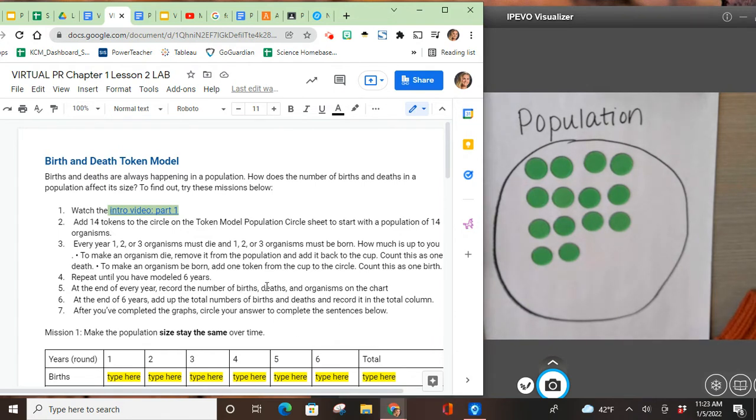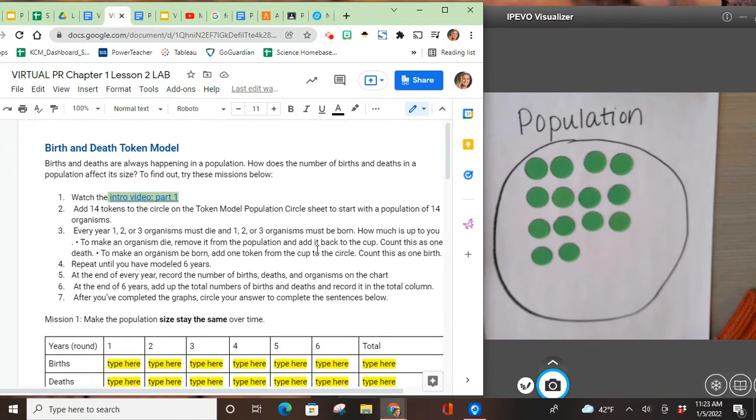Okay, so basically we're doing a birth and death token model. Births and deaths are always happening in a population. How does the number of births and deaths in a population affect its size? Does it get larger? Does it get smaller? Does it depend on how many births versus how many deaths? To find out, we're going to try these missions below.